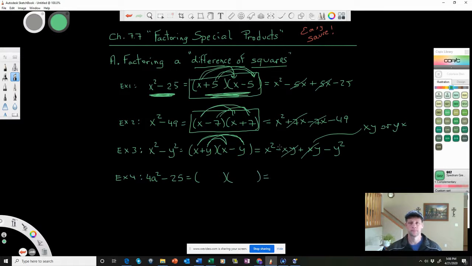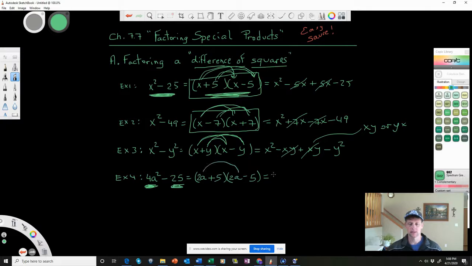Did you think of this? What times itself gives you 4a squared? Well, that would be 2a times 2a. And what times itself gives you negative 25? Well, that would be 5 and negative 5. So let's see if it worked.